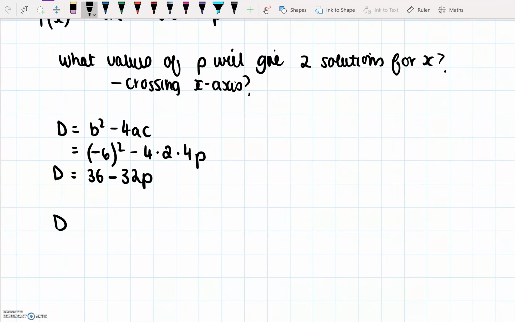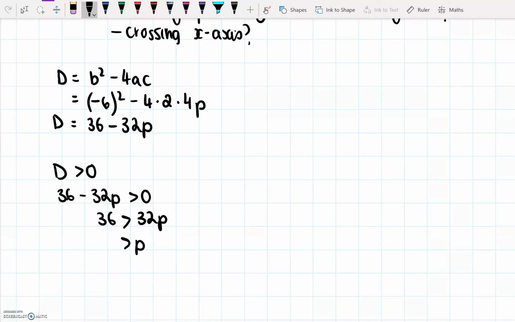So 36 is greater than 32p. And we can say 36 over 32 is greater than p. Now we need to simplify this. This is not neat and tidy. We can divide both of them by 4. So 36 divided by 4 is 9. 32 divided by 4 is 8. It's greater than p. And we always finish off with p on the left. So we flip the p to the other side. We then also need to flip our sign. So p is less than 1 1/8.